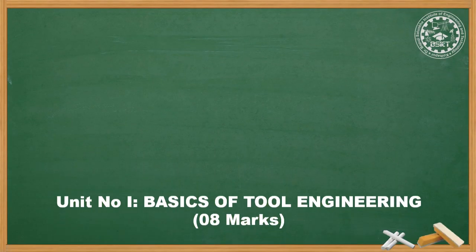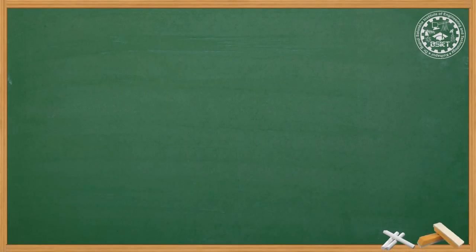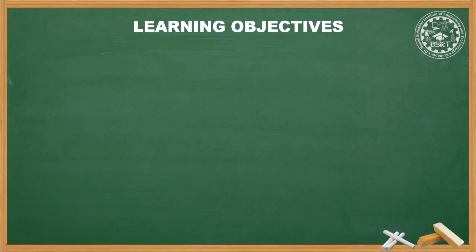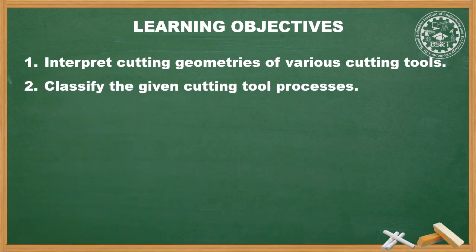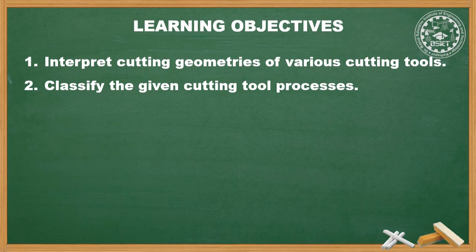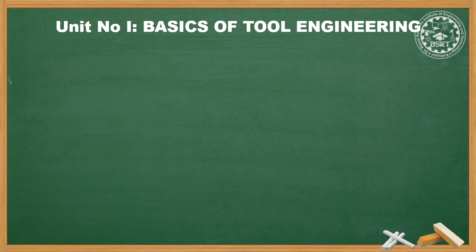Moving on further, I would like to start with the first topic, basics of tool engineering, which consists of 8 marks. In this chapter, we will be learning basics of tool, machine and machine tools. Learning objectives for this session are: interpret cutting geometries of various cutting tools, and classify the given cutting tool processes. Let's start with the first topic.